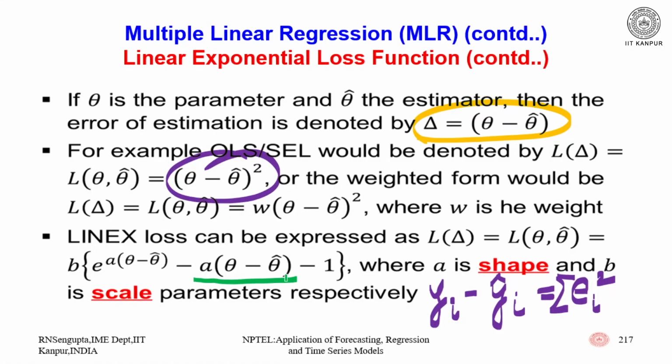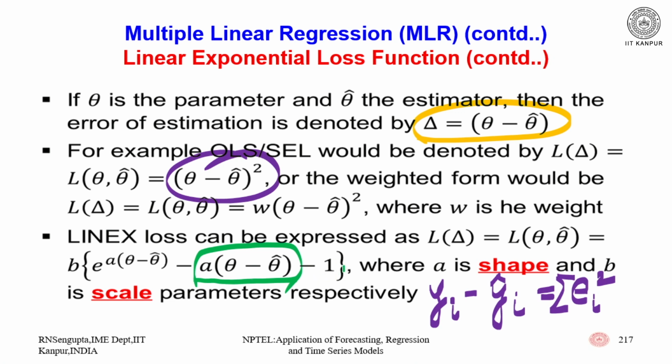Now, in order to overcome this concept of equal loss for both positive and negative, we come into the realm of the LINEX loss function, which is the linear exponential loss function, and that, as I mentioned, consists of a linear part and an exponential part, and I will highlight that. The linear part is given by this, which is the difference with the negative sign. A is the shape parameter. As you know, in any distribution in statistics, there are three parameters: shape, scale, location. So A is basically the shape parameter, and the linear term is A into (theta minus theta hat), or A into delta.